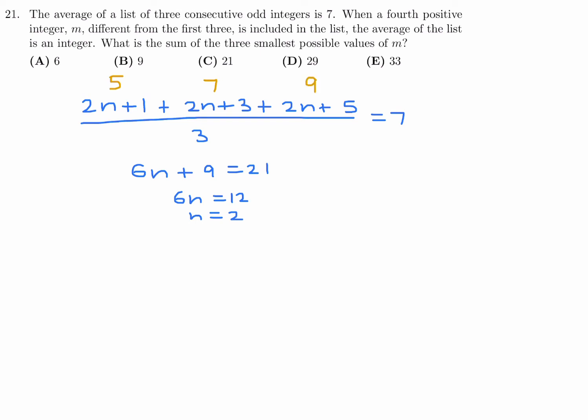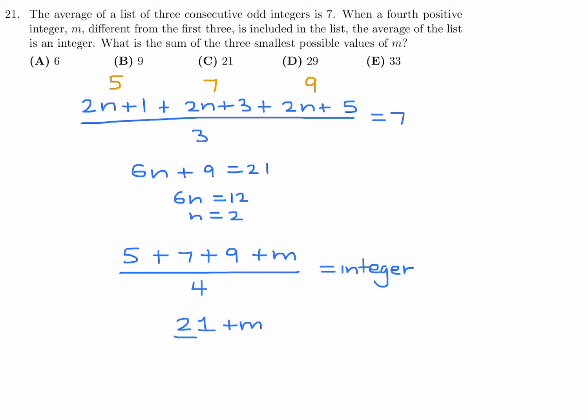And some of you probably could have figured that out without doing this math, but it's important to do the math to illustrate how to be sure what these numbers are. Okay, so now what they're doing is they're taking those numbers 5, 7, and 9, and they're adding some new number m. And they're saying that when you take the average of these 4 numbers, you get an integer. Well, 5 plus 7 plus 9 is 21. So 21 plus m divided by 4 has to be an integer.